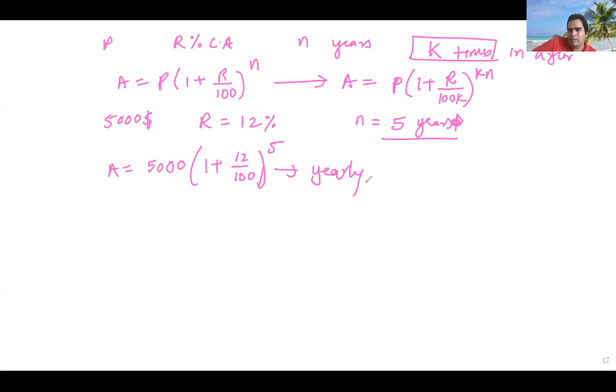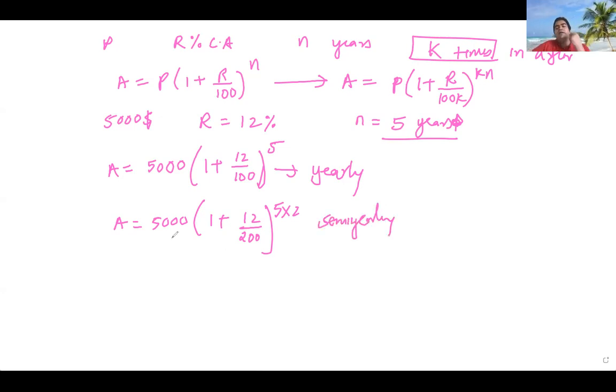Let us take an example. What if the same amount is compounded semi-yearly? Semi-yearly means in a year you're compounding twice. So the amount you'll get will be 5,000 times 1 plus 12 upon 200, to the power of 5 times 2. This will be the amount in the bank account after 5 years, with compounding twice a year, which is semi-yearly compounding.